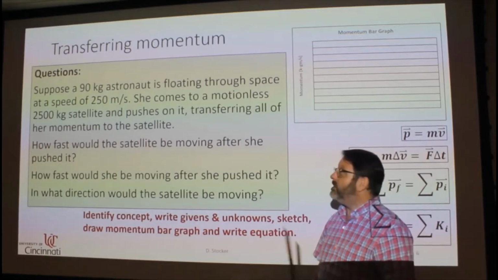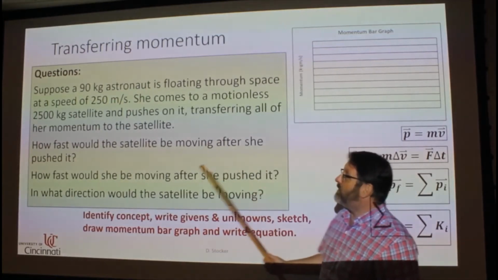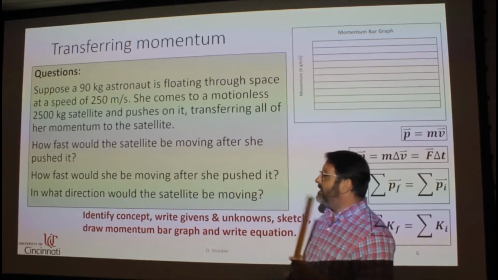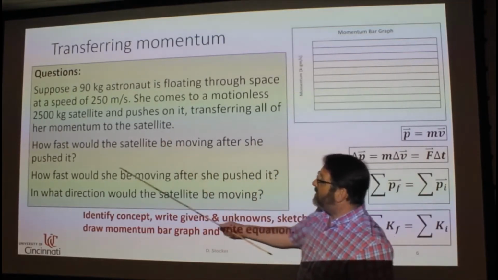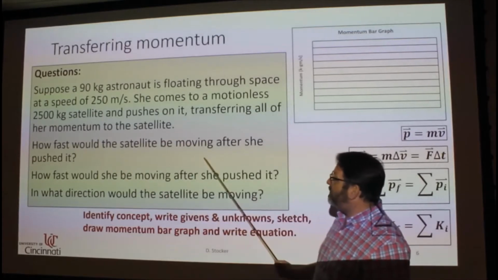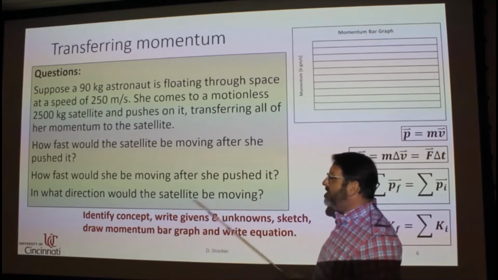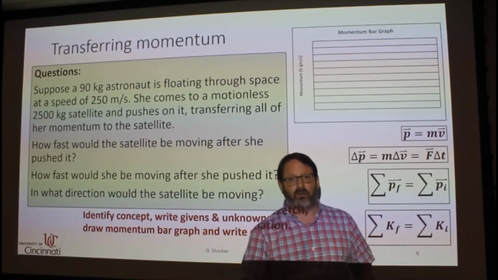In this video, I will use conservation of momentum to solve a question about an astronaut pushing a satellite. So the kinds of questions that are going to be asked: how fast would the satellite be moving after she pushes it? How fast would she be moving after she pushes it? And in what direction would the satellite be moving?